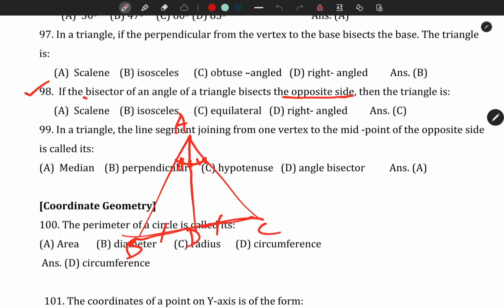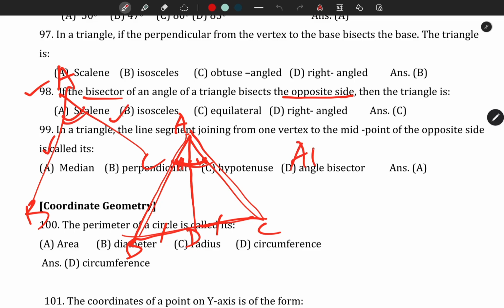In this case, we will use the bisector theorem. The bisector theorem states that if AD is the bisector of angle A, then the bisector will divide the opposite side in the ratio of the sides containing the angle. Now, angle A has been bisected. The sides containing the angle are AB and AC. Angle A is made by AB and AC. So these are the sides which contain angle A.